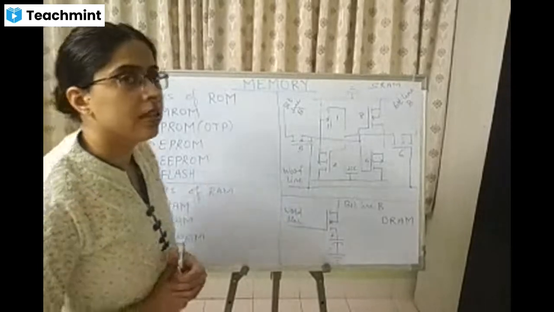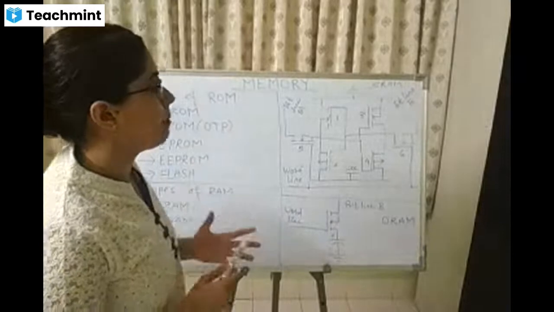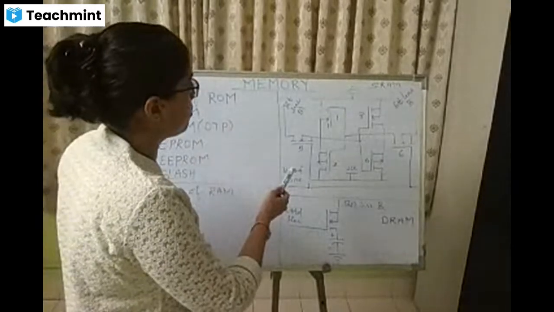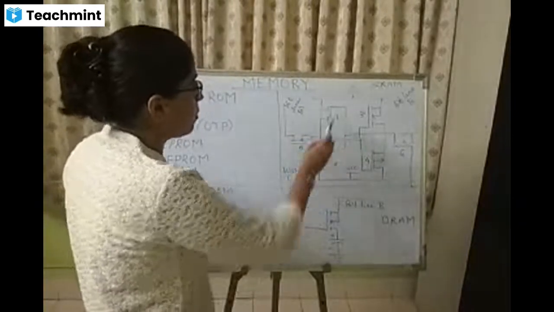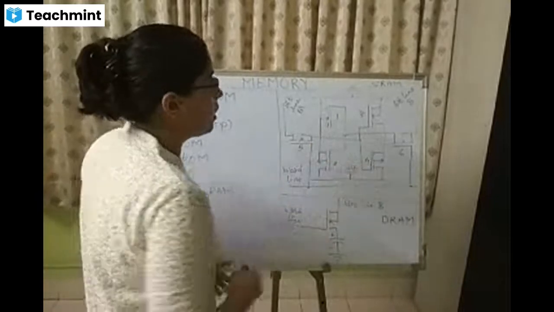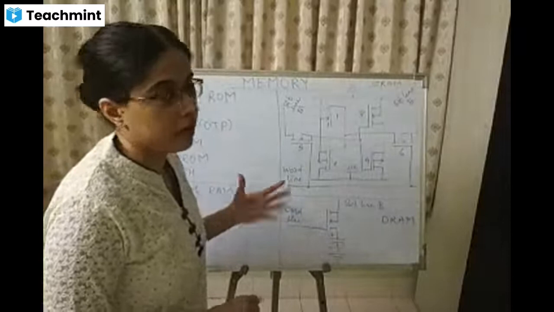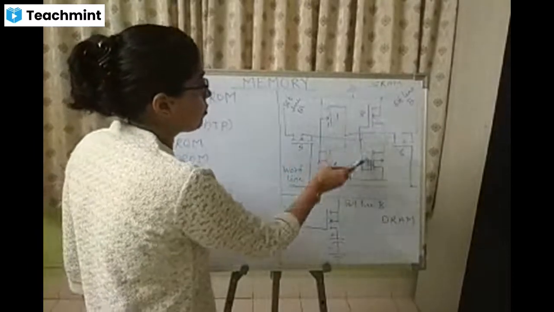Now first we will see the cell implementation of SRAM. Static RAM consists of total six MOSFETs. The first four MOSFETs are in the middle, and the fifth and sixth MOSFETs are used to control the reading and writing part.